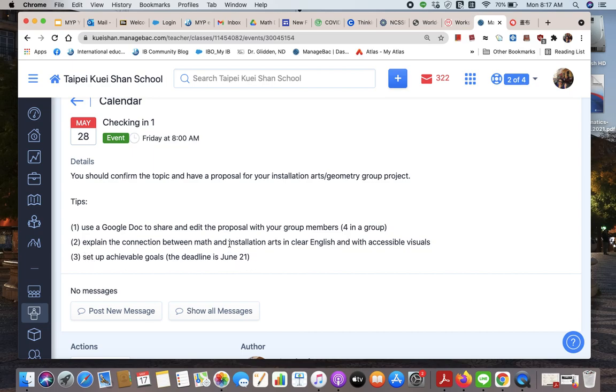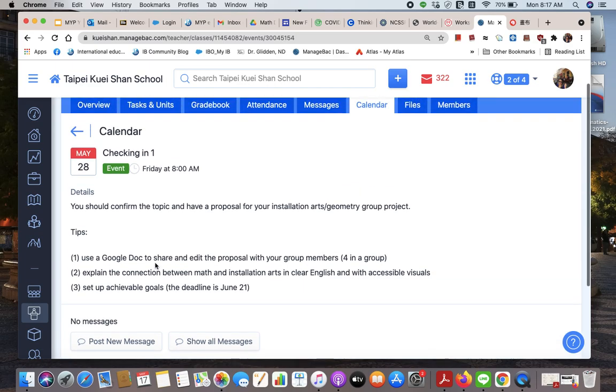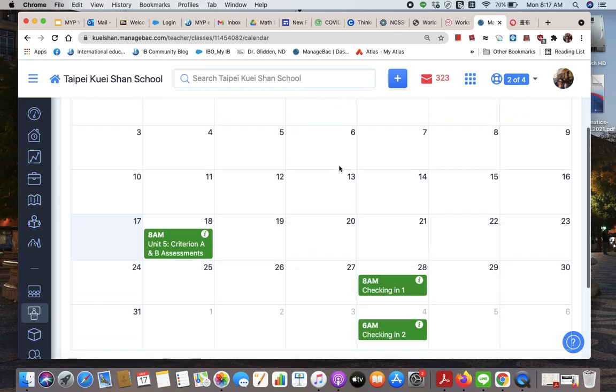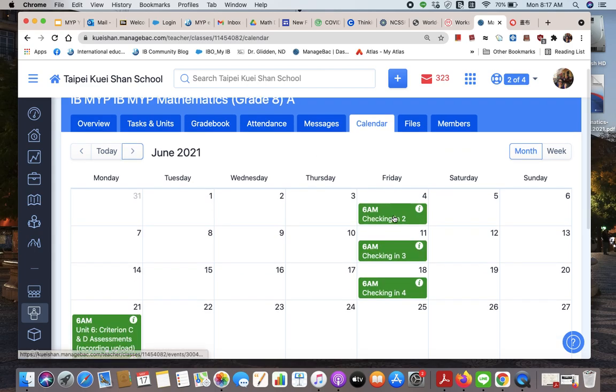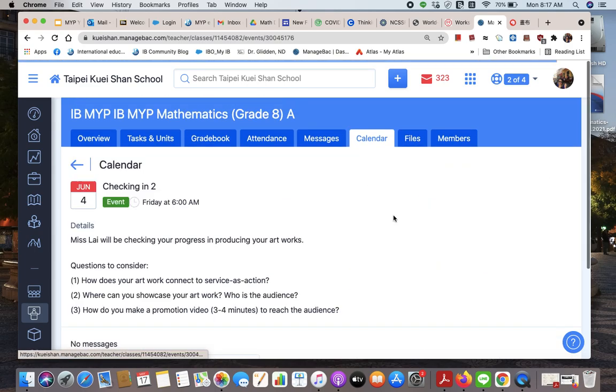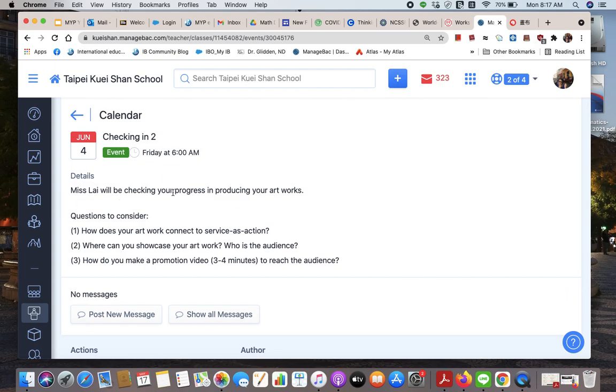Keep in mind that the deadline is June 21st. You will have tons of summatives at the time, so don't aim for something big, aim for something practical. All right, so that's the first check-in point. The second check-in point would be in June, the first Friday of June. At the moment, I'll be checking your progress in producing your artworks.